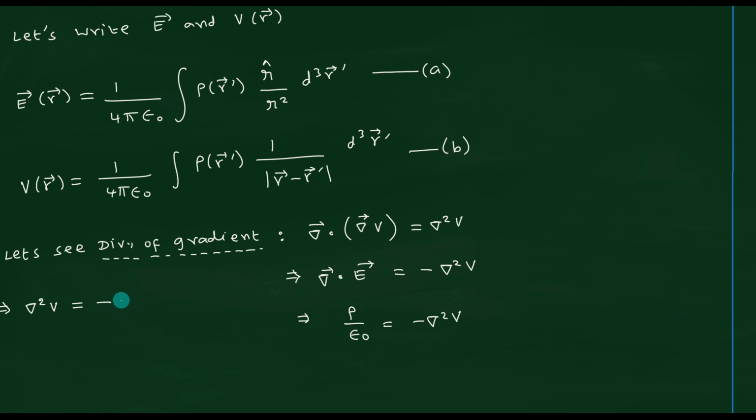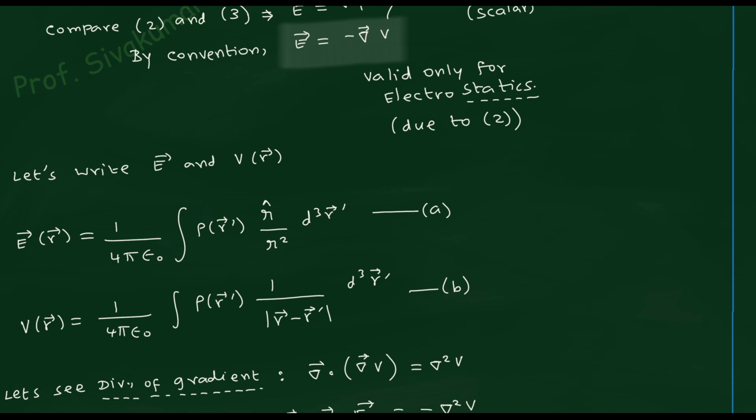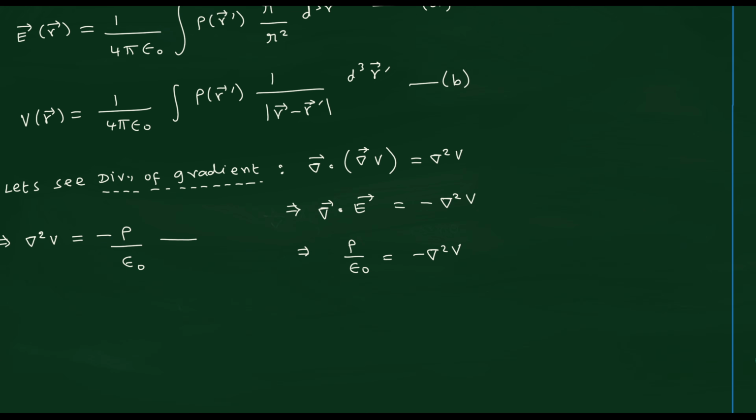So the answer is therefore minus rho by epsilon naught. So equation number 4, is it okay? 1, 2, 3, we remember 1, 2, 3 was there earlier. We can give equation number 4 for this, and this is a result to put a box for that. So quickly we got the expression for the Laplacian of the potential.